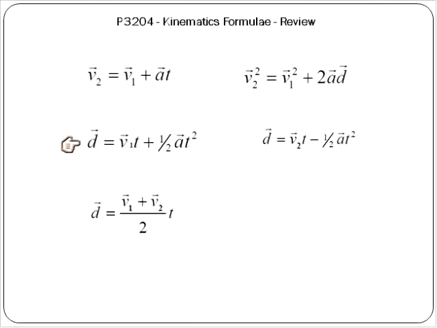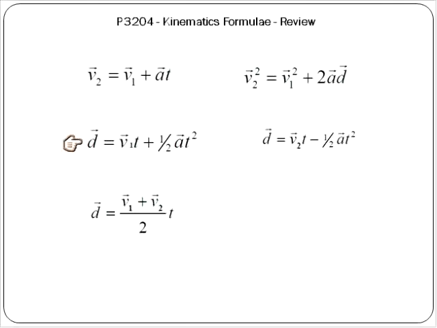And the other one that's fairly commonly used is this one: D equals V1t plus a half of AT squared. D, of course, is the distance or displacement. V1 is the initial velocity. V2 is the final velocity. A is the acceleration, and t is the time that passes while the object is accelerating. Now, all five of those formulas that you see there on your screen are for uniformly accelerated motion.